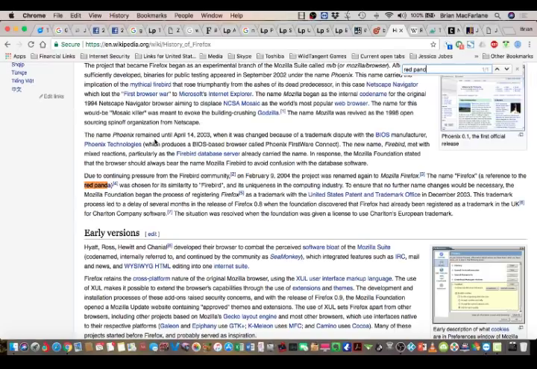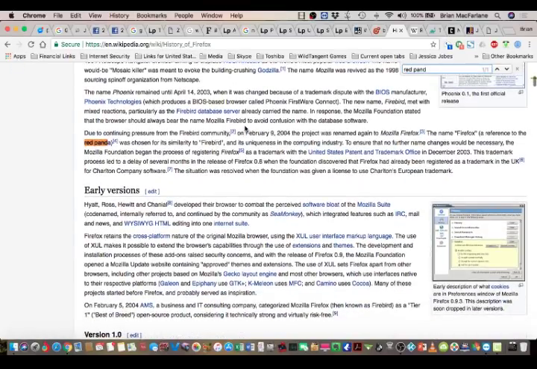It says here, the name Phoenix remained until April 14, 2003, when it changed because of the trademark dispute with BIOS manufacturer Phoenix Technologies, which produces a BIOS-based browser called Phoenix FirstWare Connect. The new name Firebird met with mixed reactions, particularly as the Firebird database server already had the name. So in response, the Mozilla Foundation stated that the browser should always bear the name Mozilla Firebird. Ah, okay, so there it is. Mozilla Firebird, to avoid confusion with the database.